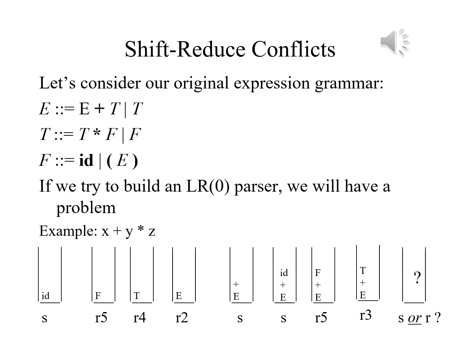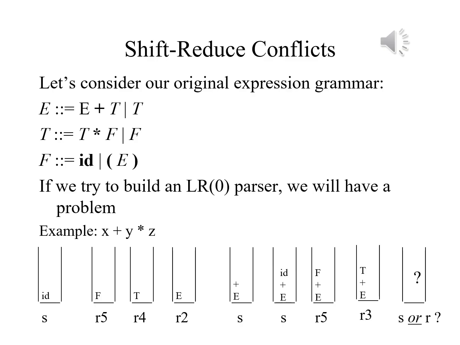Let's try parsing it as we did in the previous lecture's case. We will parse the expression x plus y times z. Our first token is ID, which we will push on the stack. When we see the plus sign that comes afterward, we will reduce by production 5, F derives ID. We pop the identifier and replace it with factor.